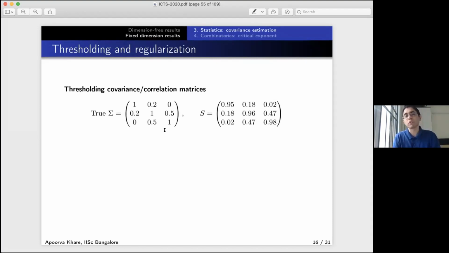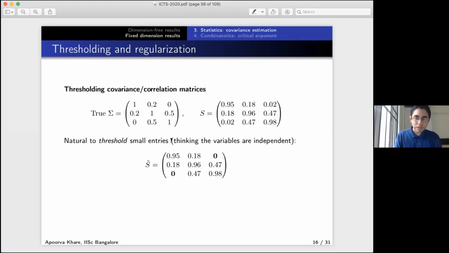Suppose this is my true covariance matrix, sigma, and S is my sample. You see that these two entries are very, very small compared to the other ones. So you might again be reasonable in assuming that these were just measurement errors, just noise, and these should actually be zero in the true covariance matrix. And it's natural to threshold. This is called hard thresholding. You don't change the other entries, you set these to zero.